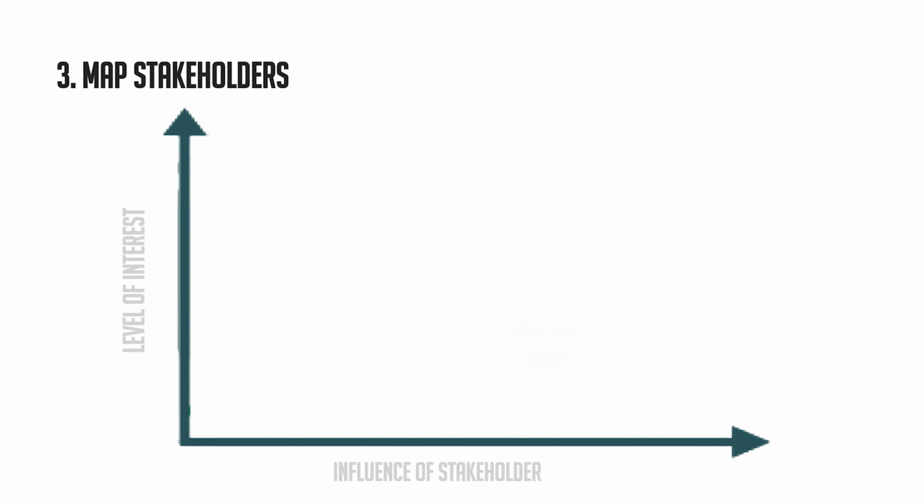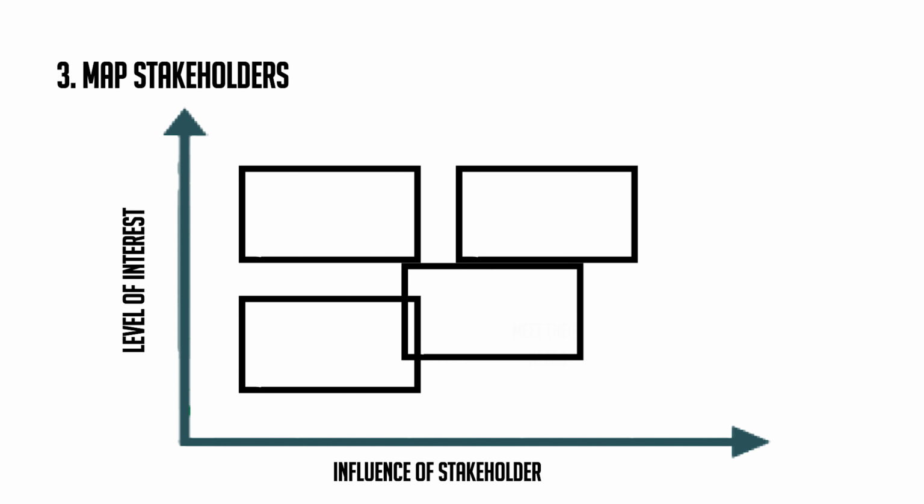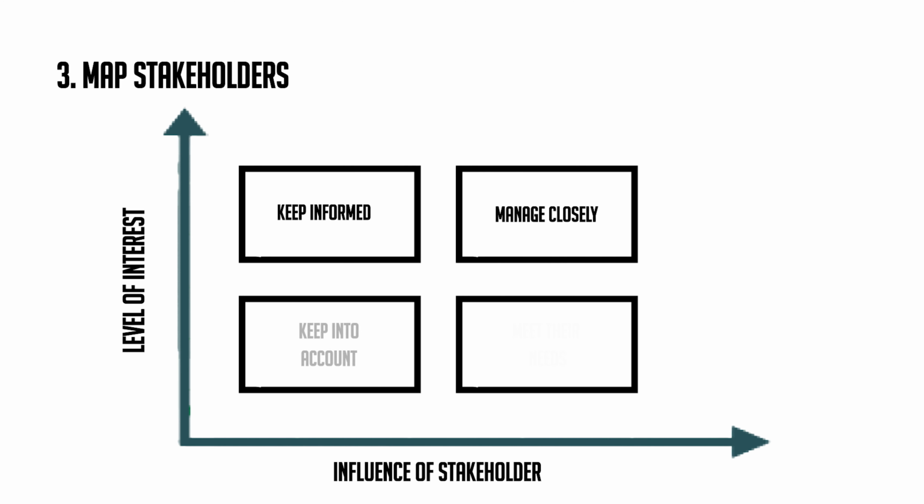3. Map stakeholders. Create a box and divide it into 4, with the x-axis measuring the level of influence. On the y-axis, you map the level of interest. Using your list of stakeholders and the analysis you made, plot them according to the two axes.